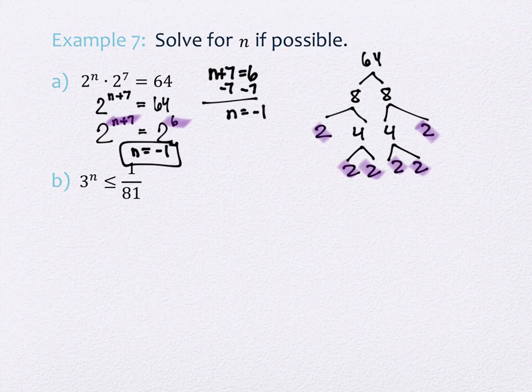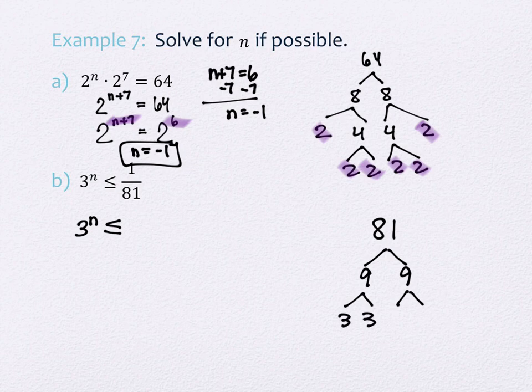Now, it works for inequalities too. On the left-hand side, it's already in this very compact, nice form, 3 to the n. But the right-hand side has this unhelpful, at the moment, number 81, and it's in the denominator, which we can fix as well. But how does 81 factor? 9 and 9. How does 9 factor? 3 and 3. So 81 is how many 3's? 4.